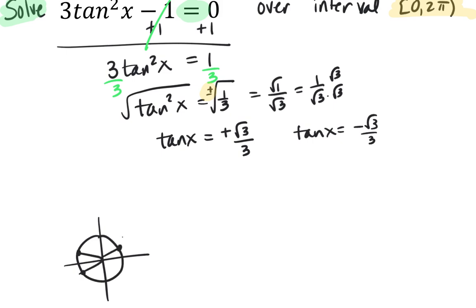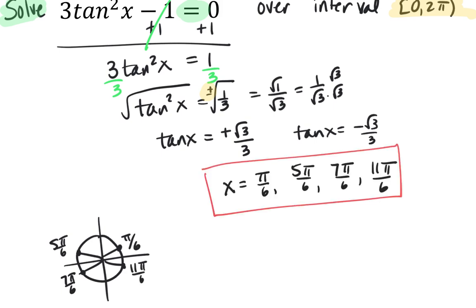Now thinking about our unit circle, that happens at multiples of pi over 6. So tangent is positive square root of 3 over 3 in quadrant 1, so at pi over 6, and also in quadrant 3, that would be at 7 pi over 6. Tangent is negative square root of 3 over 3 in quadrant 2, so that's at 5 pi over 6, and in quadrant 4, so that would be at 11 pi over 6. And we get to stop there with just those 4 solutions because we're being asked to solve over an interval, not find all possible infinite number of solutions.